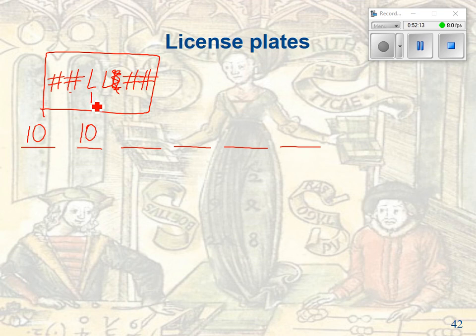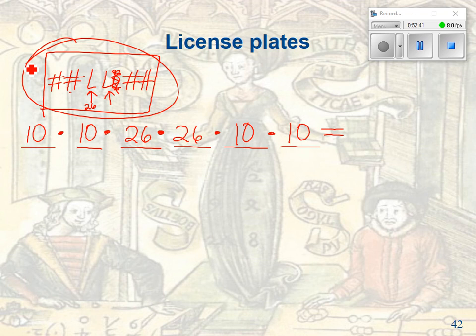Letter in our alphabet, there's 26 letters, so we're going to put 26 there. That one, you could repeat the same letter, so there's 26 chances for that one. Then 10 for this one, 10 for this one. To find the total possible outcomes, we just multiply all those. And that's all the different possible outcomes for license plates in the state of Ohio if this is the setup for our state, which I can't remember right now.